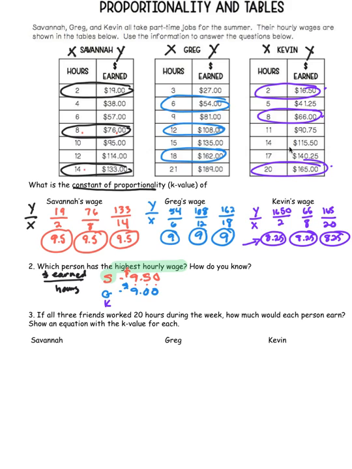And finally, Kevin's wage was 8.25. So in money, we have dollars, dimes, and pennies. So this is $8.25 per hour. So to answer our question, which person had the highest wage per hour? It was Savannah, because she earned the highest amount per hour.